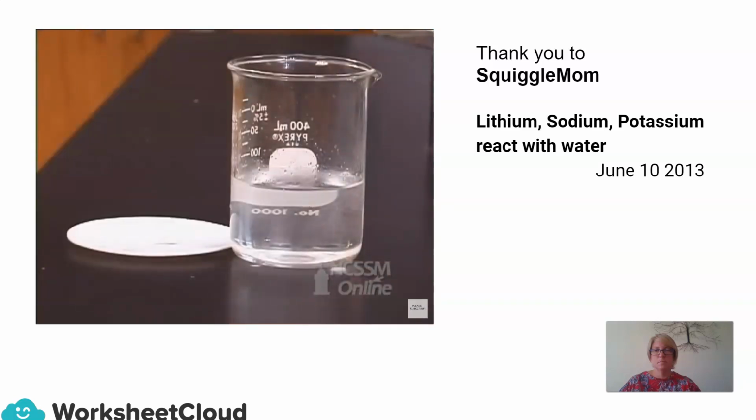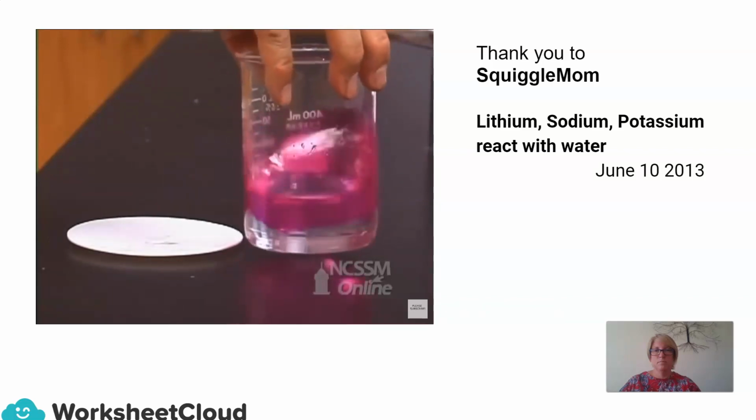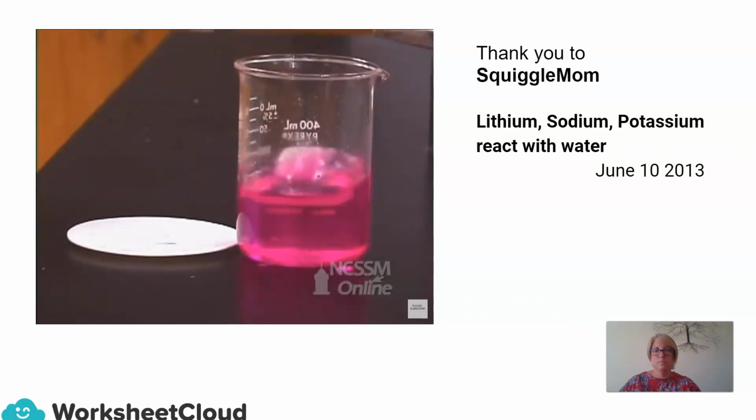We can test if lithium hydroxide has been produced by adding an acid-base indicator. If we add some phenolphthalein, phenolphthalein is colorless in acid and red-purple in base. We can tell that the solution is basic due to the formation of the lithium hydroxide.